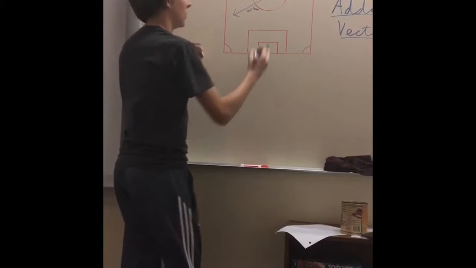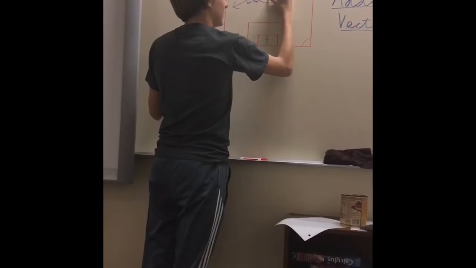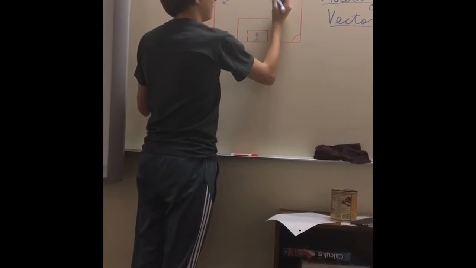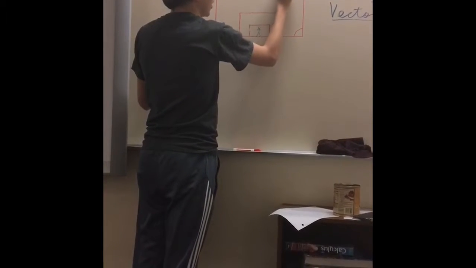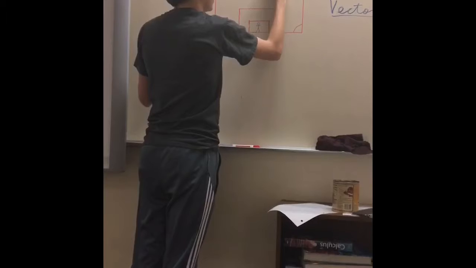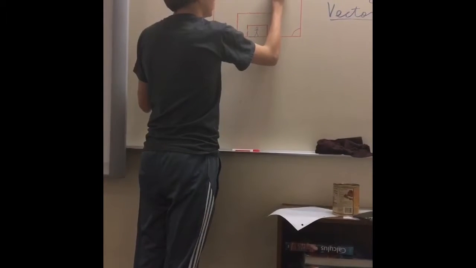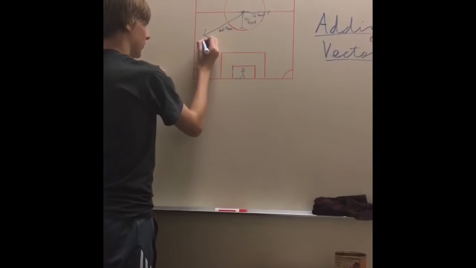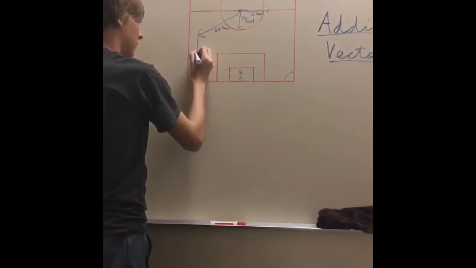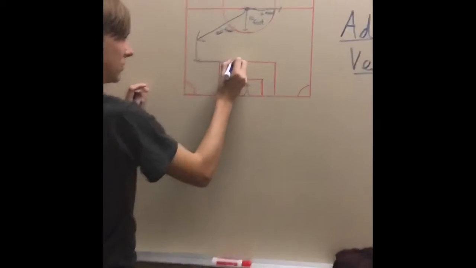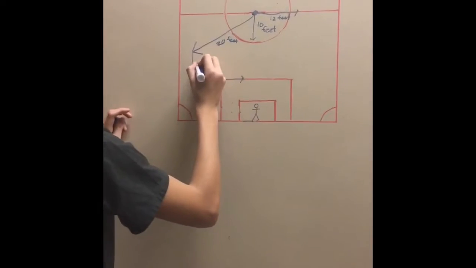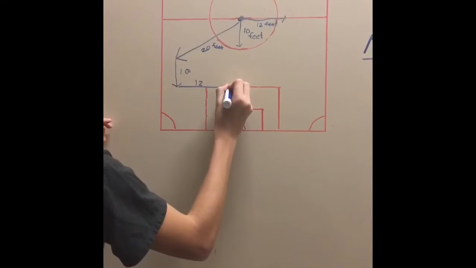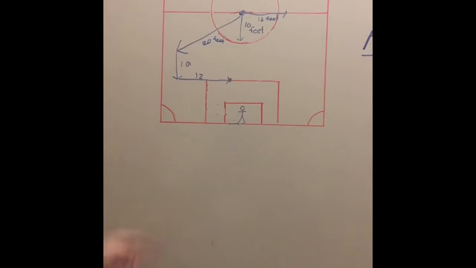Next, you have to dribble down line 10 feet. And finally, cross it in the box 12 feet. Now, like adding vectors, you could just go down 10 and cross it in 12. And you would end up at this destination, which is very close to the goalie.